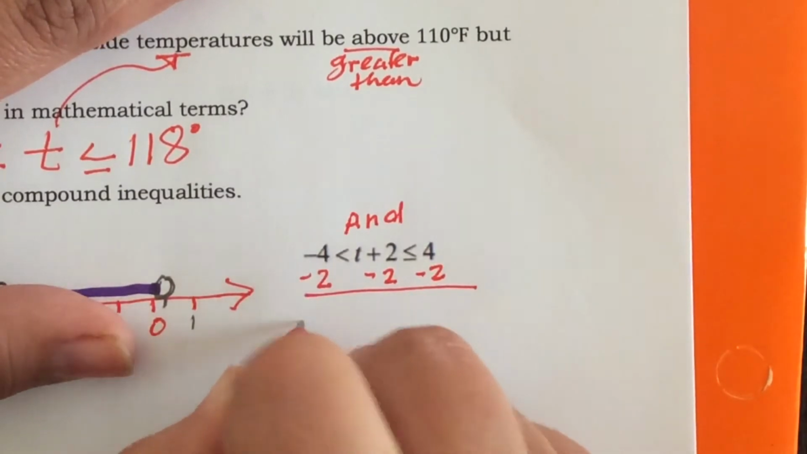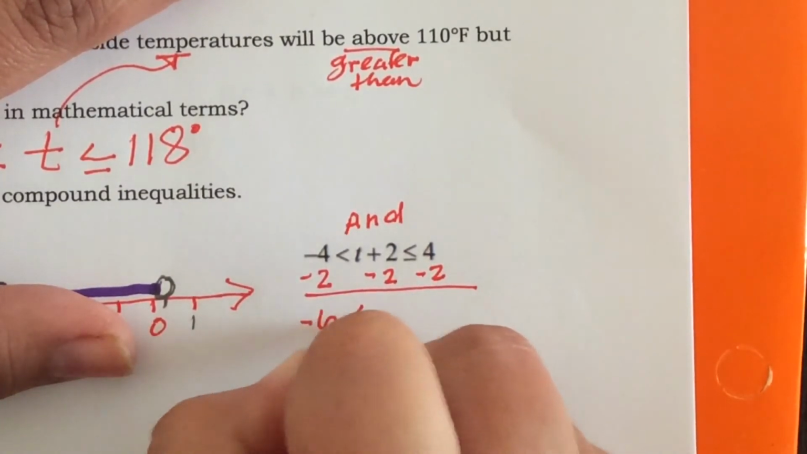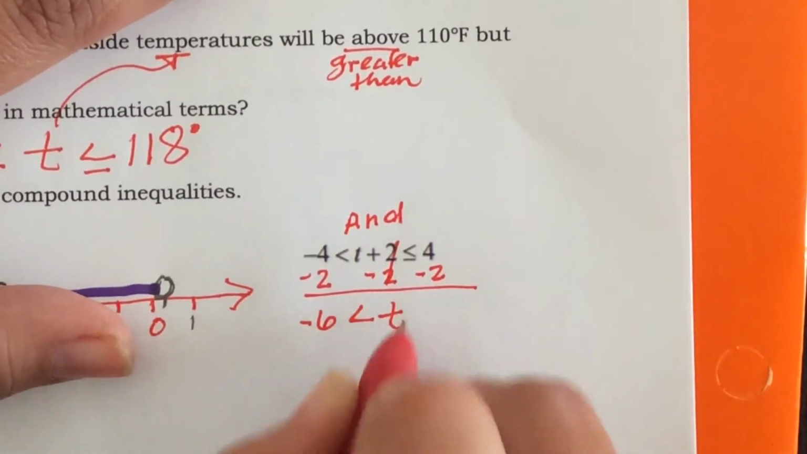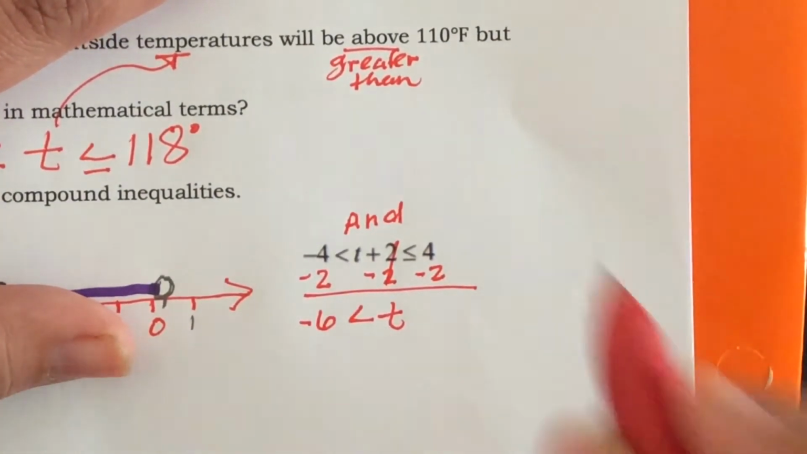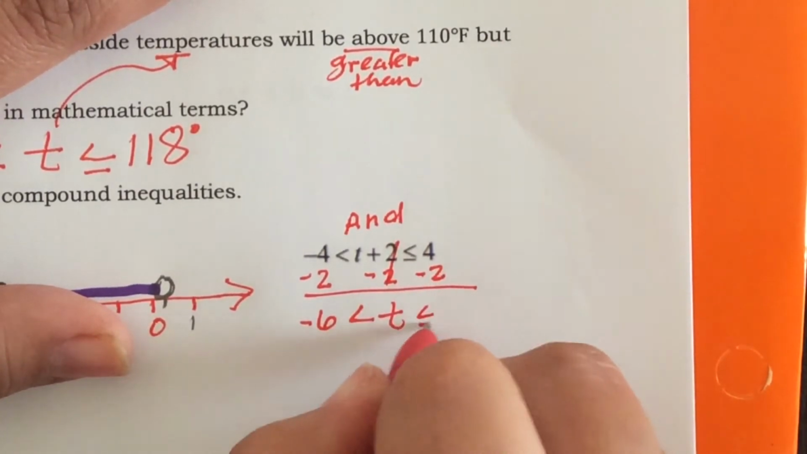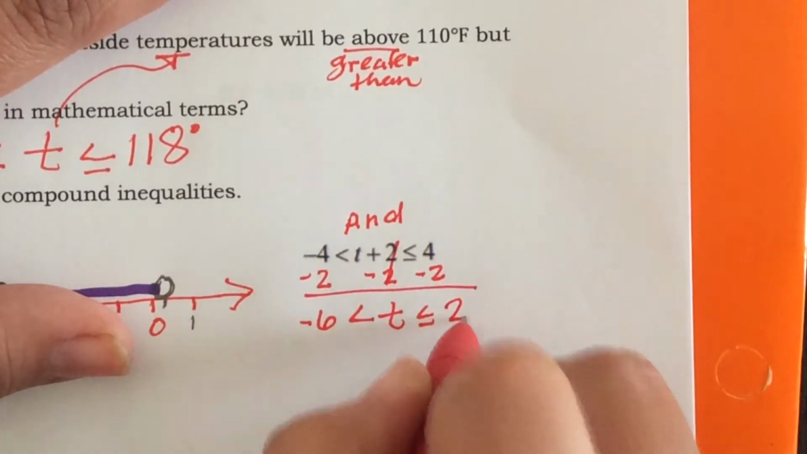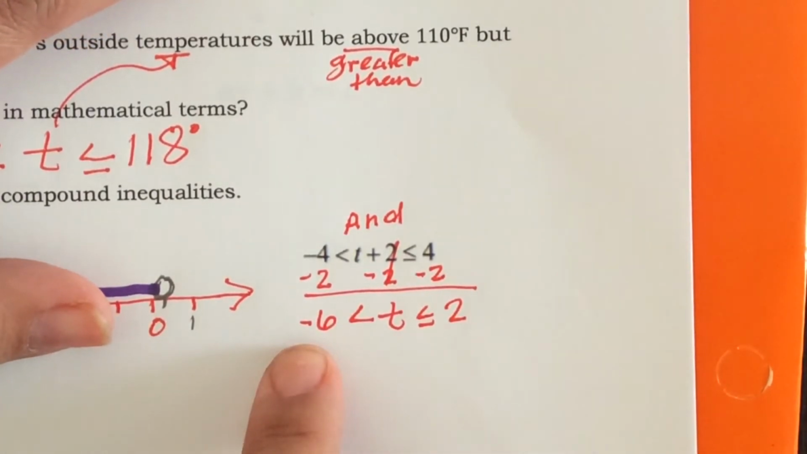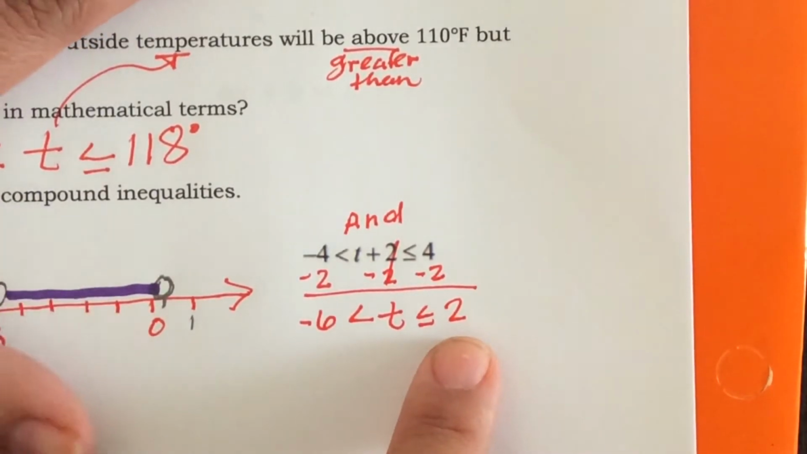So -4 minus 2 is -6. These cancel, so you're left with t. Notice that I make my t with the little curl so you won't mix it up with a plus sign. And then 4 take away 2 is 2. So that means that I want all my numbers in between -6 and +2.